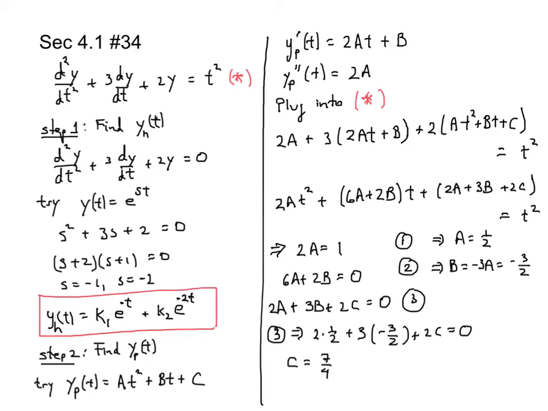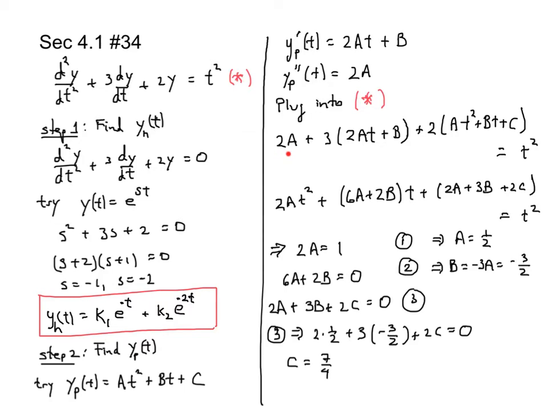Step 2, we have to find a particular solution based on the form of the non-homogeneous term being a polynomial of second order. We have to try a polynomial of second order with all of its lower terms. So we try at squared plus bt plus c. Plugging in, we're going to need the first derivative, which is 2at plus b, and the second derivative, which is just 2a.